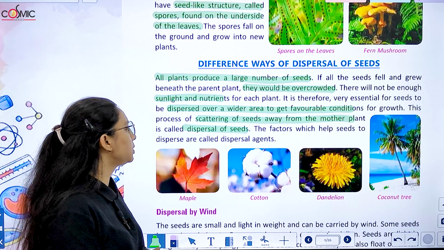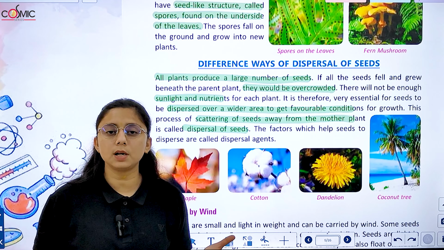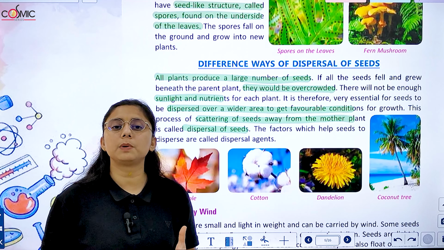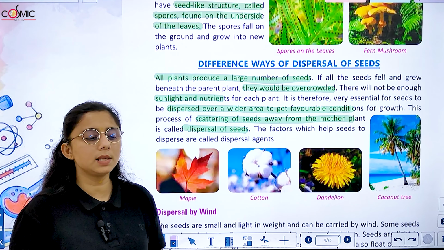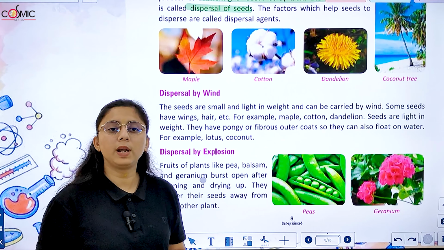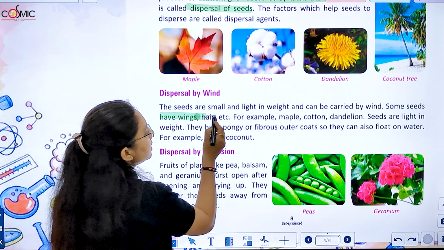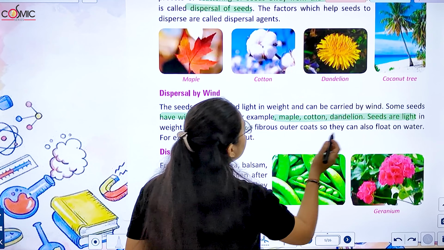And the factors which help to disperse seeds, जो factors आपको help करते हैं seeds को disperse करने में, they are known as dispersal agents. What are they known as? Dispersal agents. Now, first is dispersal by wind. जो small and lightweight seeds होती है, because of the wind, they are carried away to different places. Like they have wings, hairs: maple, cotton, dandelion.